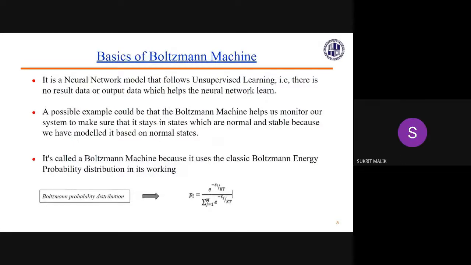Hello everyone, this is Sukrit. Now I'm going to start talking about some basics of Boltzmann machine. So Boltzmann machine is a neural network model which follows unsupervised learning, which means that no output data is there which can help the neural network to learn. One way that Boltzmann machine can be used is by helping us to monitor the system so that the states remain stable. It uses the classical Boltzmann energy probability distribution in its working. That's why it's called Boltzmann machine. The distribution is as follows.